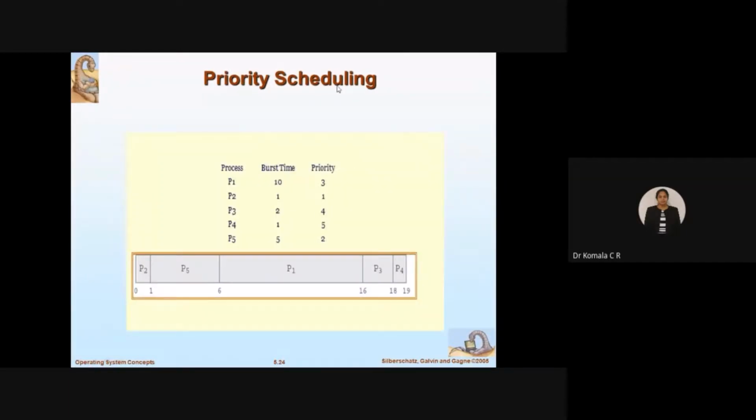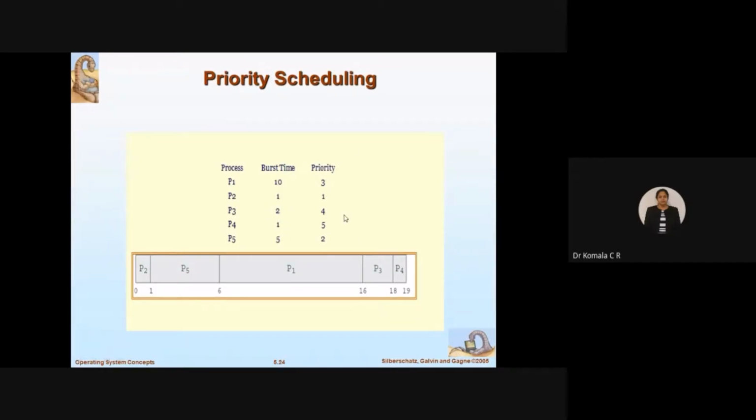Fine. So here in priority scheduling, we have an example of 5 processes, P1, P2, P3, P4, P5. Along with the burst time, priority is also given. As I already explained, P2 is given first priority, P5 second priority, then P1 third priority, P3 fourth priority, P4 fifth priority. And this is the total burst time to complete: P1 10 slots, P2 1 slot, P3 2 slots, P4 1 slot, and P5 5 slots.